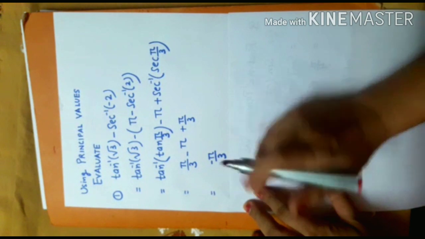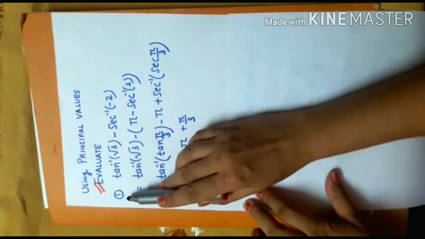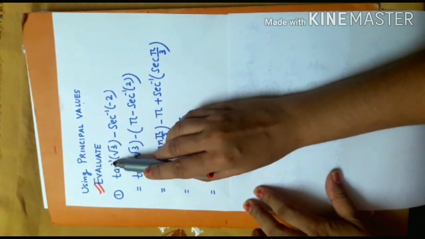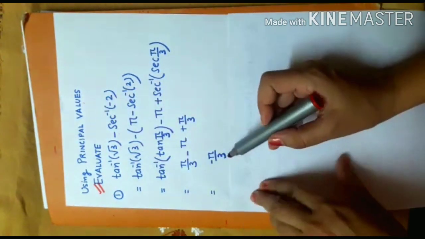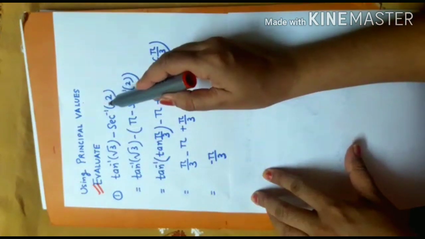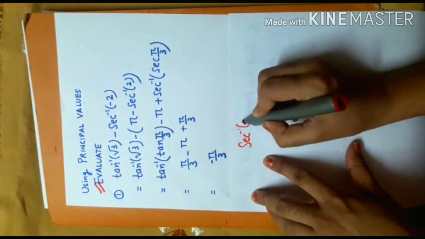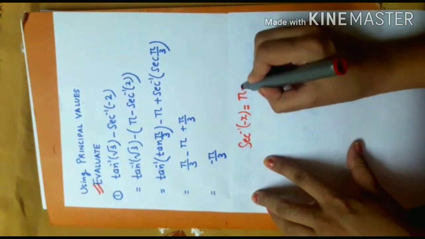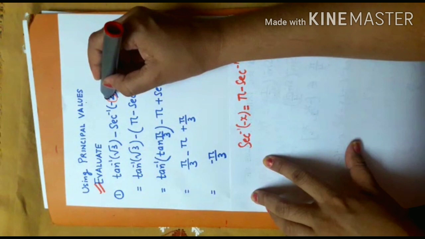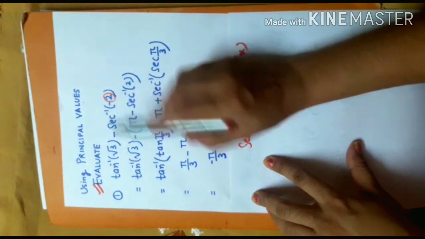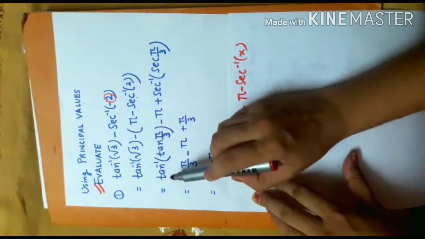Let's take another question. Using principal values, evaluate the following. First part is find the value of tan inverse root 3 minus secant inverse minus 2. First of all, we will handle this negative sign. So we learned that secant inverse minus x is equal to pi minus secant inverse x. So here x is your 2. So I can write secant inverse minus 2 as pi minus secant inverse 2. So I'll open the bracket.